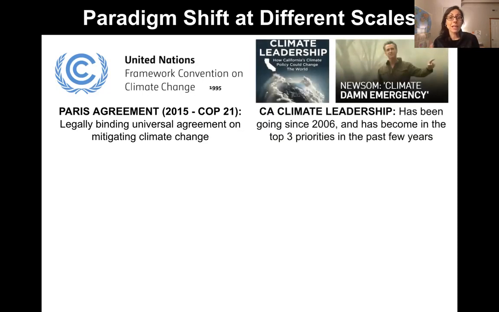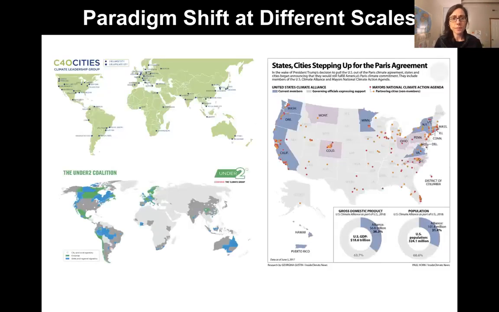Also in California, there's a lot of leadership around climate change. So California has been doing this since at least 2006 and has really been part of the top 3 priorities for California in the past few years. And really, California has been seen as a policy leader on climate change. There's a lot of things happening though at the local level as well.